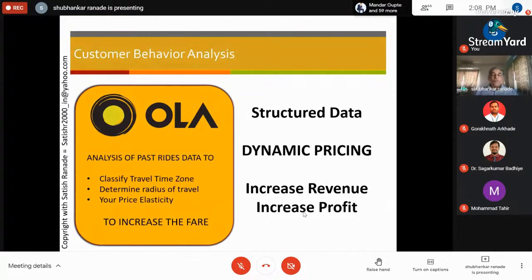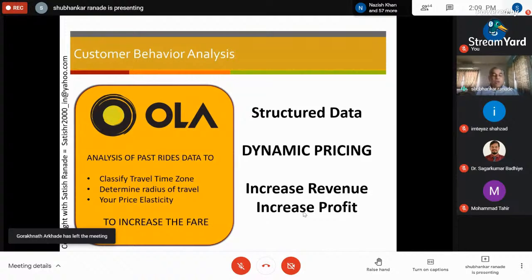Okay, so you have your mobile number as an identity. Then you know where you are booking the car from, what is your starting point, what is your destination, what time of the day, and then they will give you an estimated price. So let me take an example.